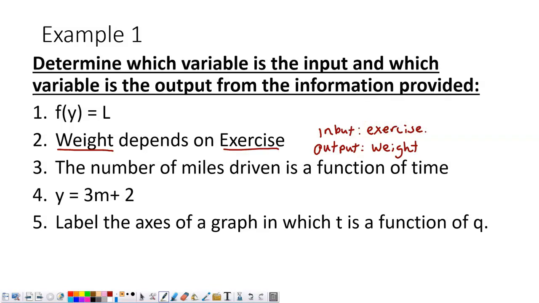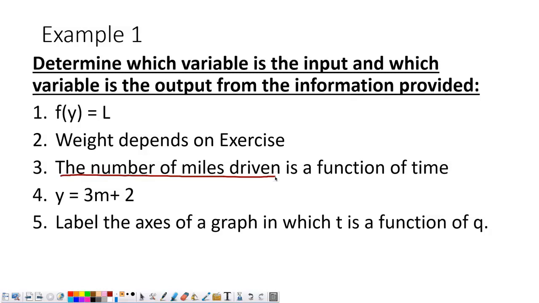Number 3, the number of miles driven is a function of time. That's another verbal representation. It's just the other one. So let's go ahead and take a look at that. So the number of miles driven is one of my variables, and time is the other variable. The one that comes first is the output. So my output would be number of miles driven, and my input would be time. And like I said, anytime you're doing a word problem, time is always the input. It's pretty rare for time not to be the input.